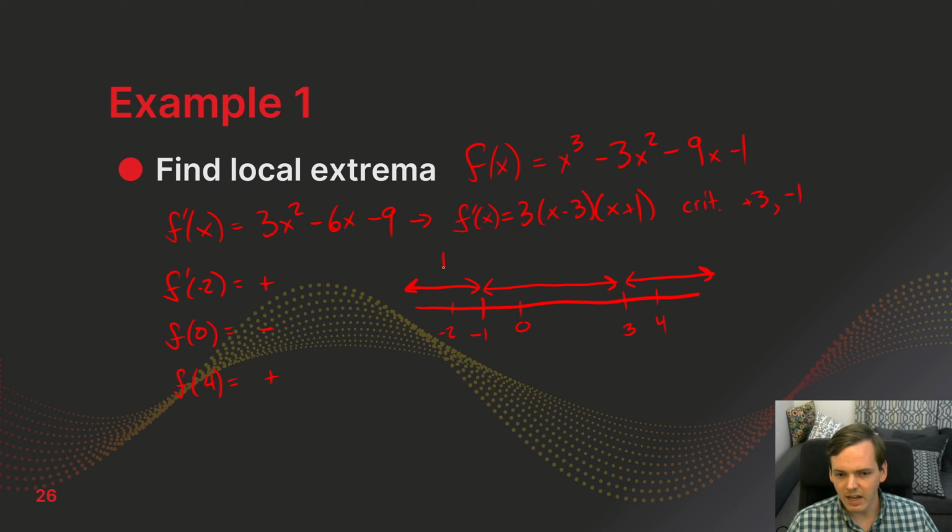And I see that I have positive derivative behavior, negative derivative behavior, positive derivative behavior. That means my function was increasing, decreasing, increasing again. So that puts negative 1 as a local max. 3 as a local min.